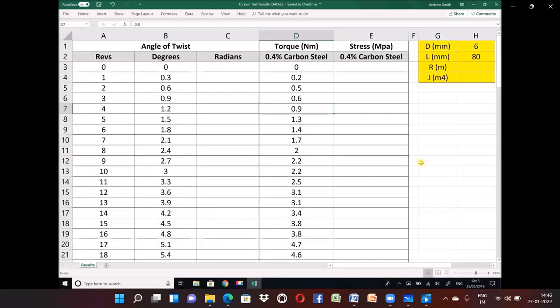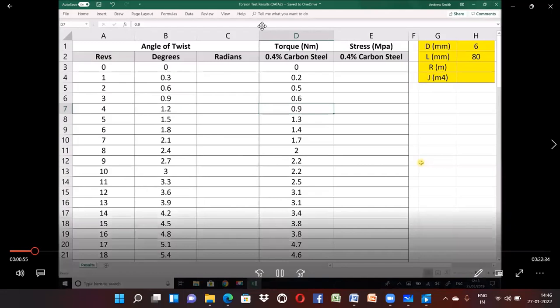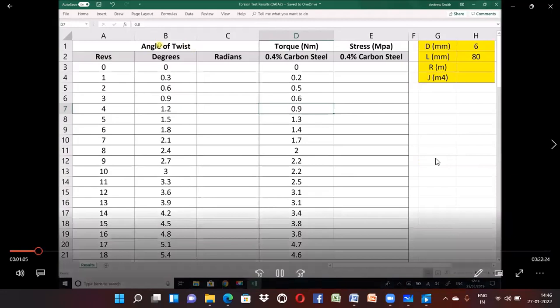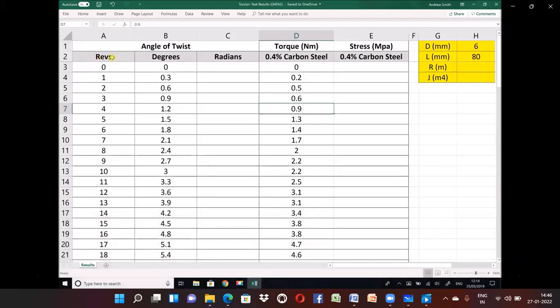In the example we're going to look at here, I'm going to use the test data that was obtained in a torsion test for 0.4% carbon steel. If you haven't already done so, you can go back and watch that video to see how the test is conducted and how the results are collected. To begin with, we have the angle of twist that the specimen is being subjected to. In the practical demonstration, we discussed how the machine would produce an audible click for every partial revolution of the shaft, and each of those clicks was equal to an angle of twist of 0.3 degrees.